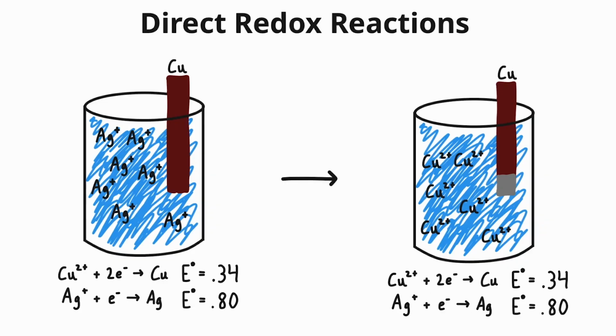Direct redox reactions occur when two chemicals are in the same vicinity, and one chemical transfers an electron or multiple electrons directly to the other chemical. To understand these, you need to have a good understanding of reduction potentials.